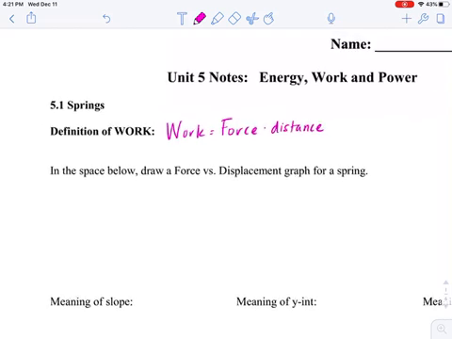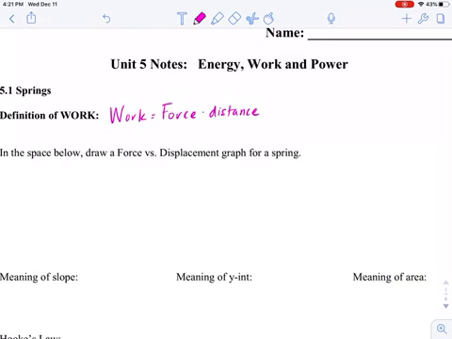Now, there is a caveat to that. It's only the component of force that is parallel to the distance. So, for example, if I have a box and I'm pulling it with a string at an angle, only the parallel component would count as doing work. The vertical or perpendicular component would do no work if my distance were horizontal.